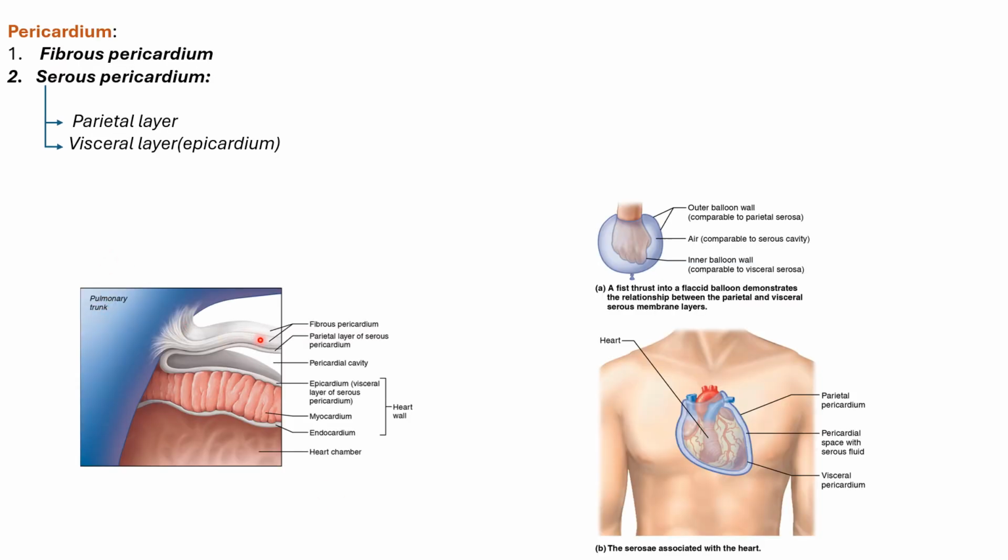This is the fibrous pericardium, the outer part of the pericardium, and then under the fibrous pericardium we have the serous pericardium. So this is the visceral layer, which is present close to the heart. It is known as the epicardium, and it is an integral part of the heart wall. And then this is the parietal layer of the pericardium, which is present under the fibrous pericardium. And if you want to understand these two layers of the serous pericardium, just imagine someone putting their hand inside a balloon. So the inner layer is the visceral pericardium, and the outer layer is the parietal pericardium.